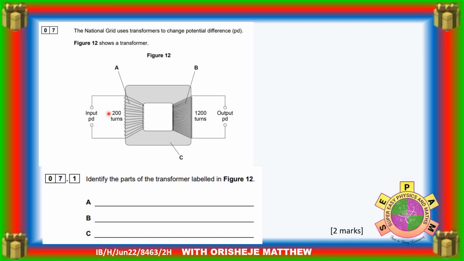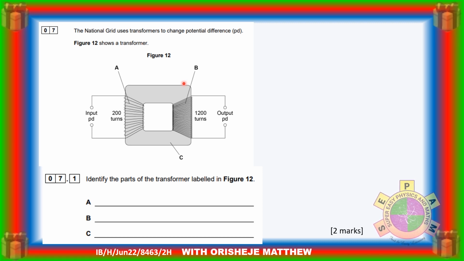Now what happens is that the transformer works by the principle of electromagnetic induction. Since the number of turns in the primary is smaller than the number of turns in the secondary, we say this transformer is a step-up transformer. Question 7.1, identify the parts of the transformer labeled in figure 12. So A is the primary coil, and B is the secondary coil. For identifying those two parts, you have one mark.